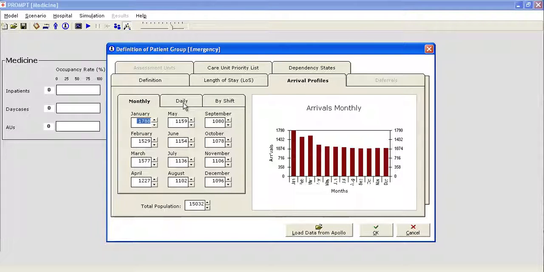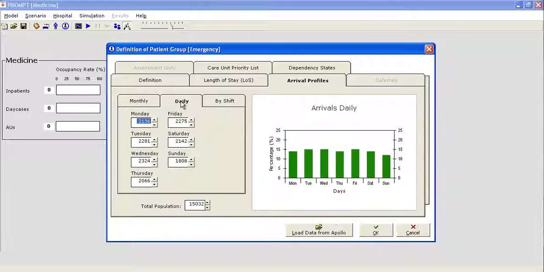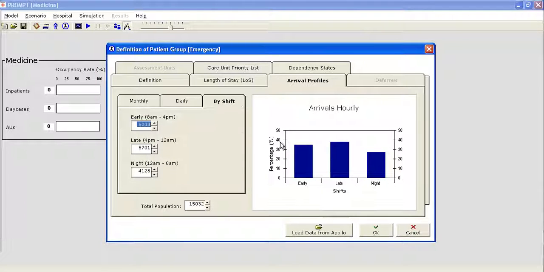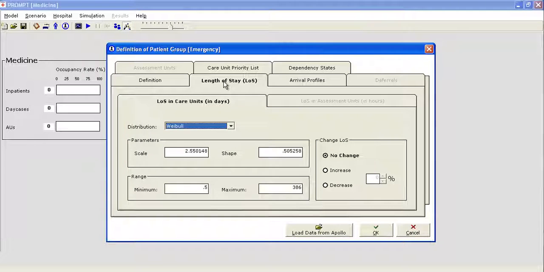It follows the same profile of patterns which we observed last year, but of course we can change these, and we'll come back to that later. Likewise, daily profiles of when they come in over the week reflect the variability and the time dependency of arrivals, and even within the three shifts of the day, early, late and night shift, show some pattern of arrivals.